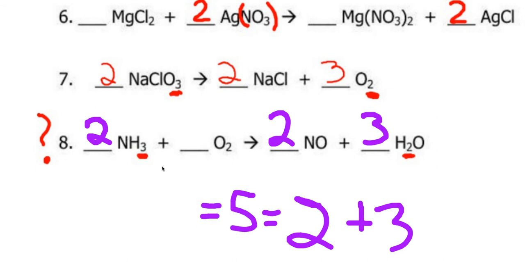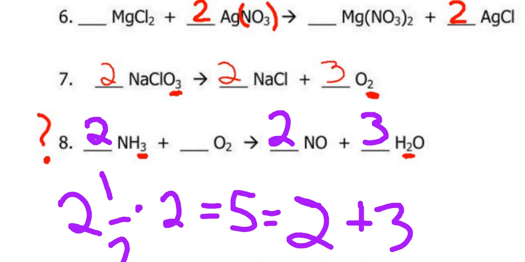On the other side, though, we also need to have 5. Currently we have 2. We need to multiply this by a value that would equal 5. We can't do 2 times 2, because 2 times 2 would be equal to 4. We're going to do 2.5. Now, we're not supposed to have fractions like that. We're not supposed to have 2.5. Technically, this reaction is balanced, but they're all supposed to be whole numbers.